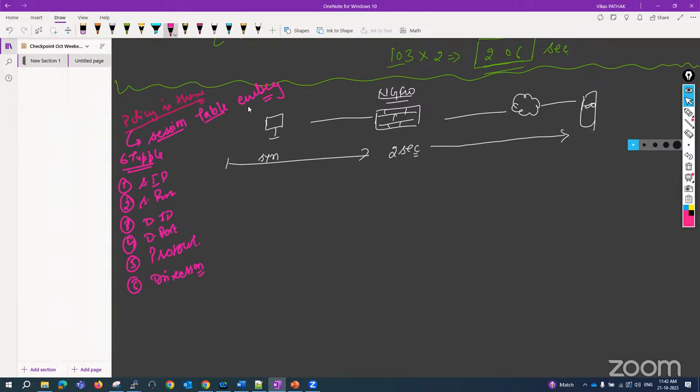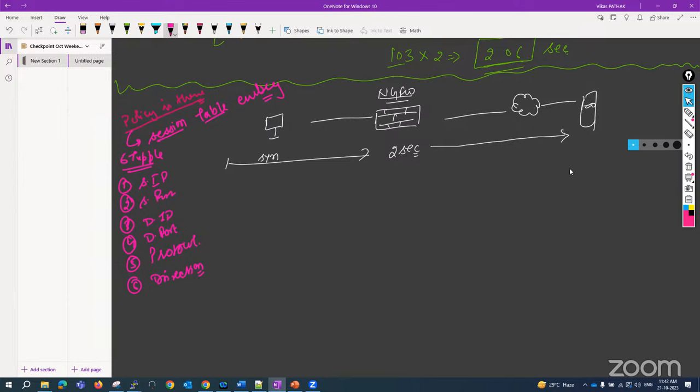The session table entry will be created when the first packet of the communication has been passed by the firewall. So this SYN is already passed by the firewall in 2 seconds. Now the session table entry has been created. Source IP is GoLoSync's PC. Destination IP is this Google server 8.8.8.8. Source port is a random, any port. Destination port is 443. Protocol is TCP. Direction is outgoing. Simple. Understood, everyone? Any doubt in this? So the session table entry has been created.